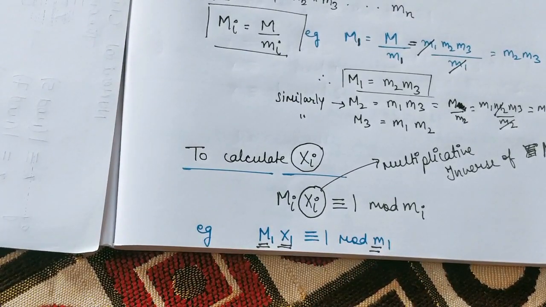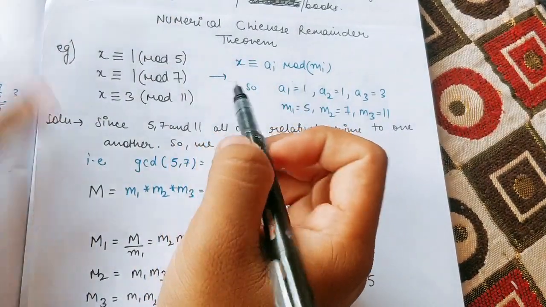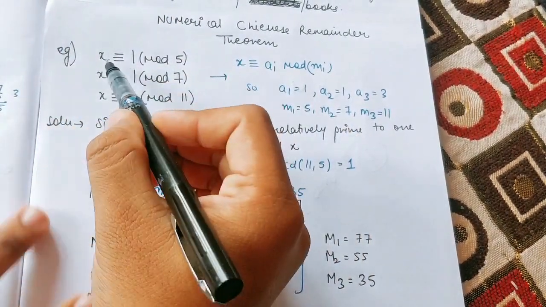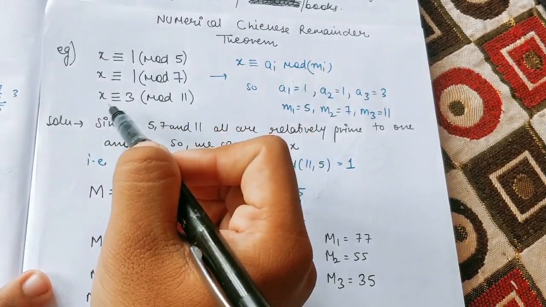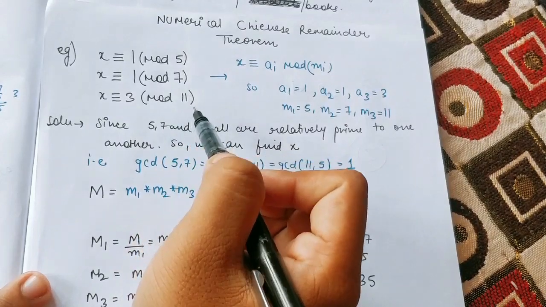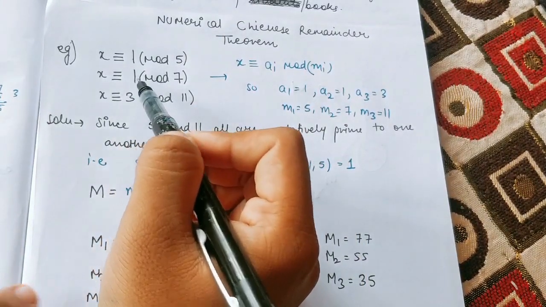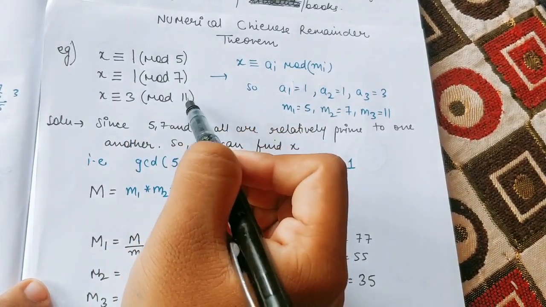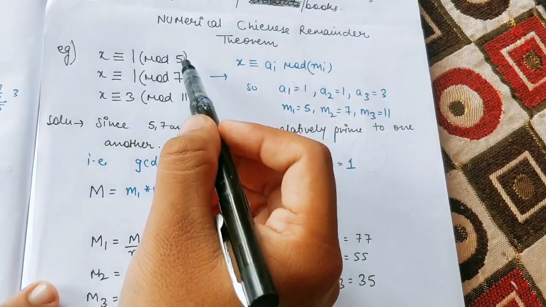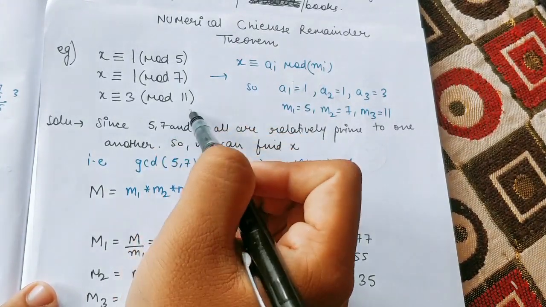Now friends, let me explain with the help of one example. Here's a numerical. In the question we will be given: find the value of x, and you will be given these three expressions: x is congruent to 1 modulus 5, x is congruent to 1 modulus 7, and similarly x is congruent to 3 mod 11. One thing to note here, friends, is that the values of a1, a2, a3 can be the same also. Like in this case the values of a1 and a2 are the same, but these values m1, m2, m3 must be different. Why is it so? Because these values should have a GCD of 1. All these numbers should be co-prime to one another.